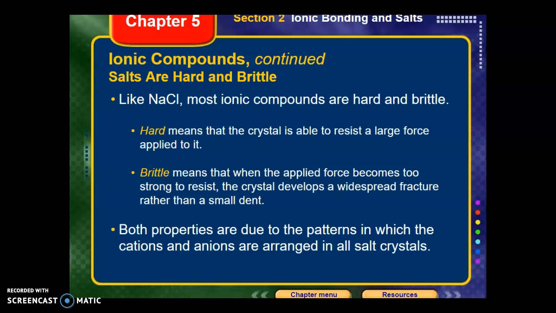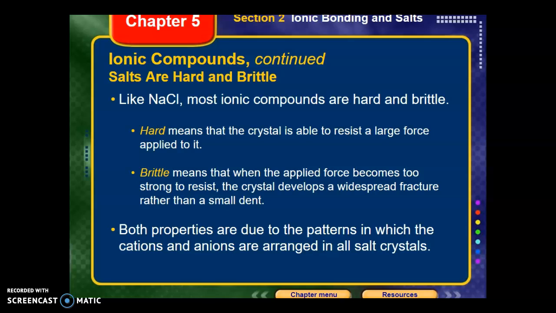Now, some of the other properties of ionic compounds is that they are hard and brittle. What it means to be hard for a substance is that the crystal is able to resist a large force applied to it, meaning that you can kind of hammer at it, right? And it will resist that force. Brittle means that when the applied force becomes too strong to resist, the crystal develops a widespread fracture rather than a small dent.